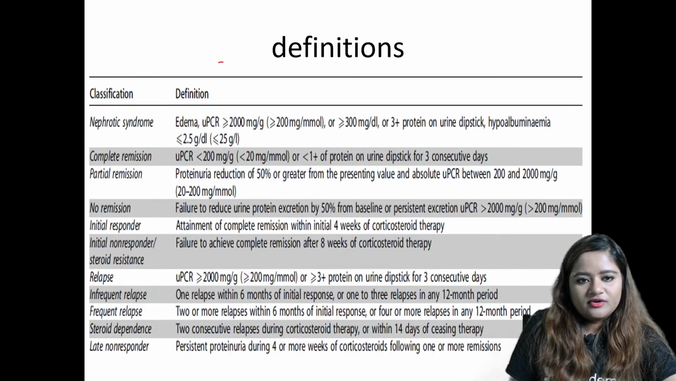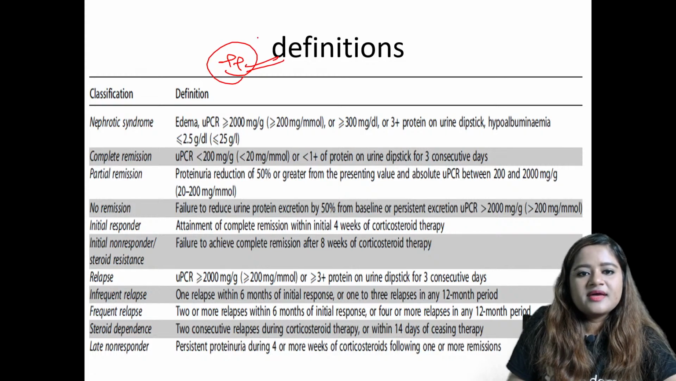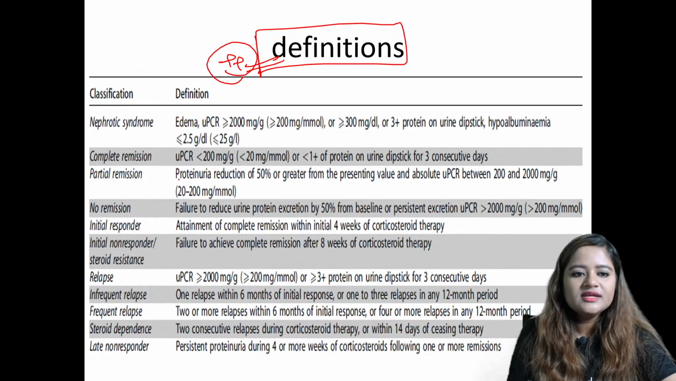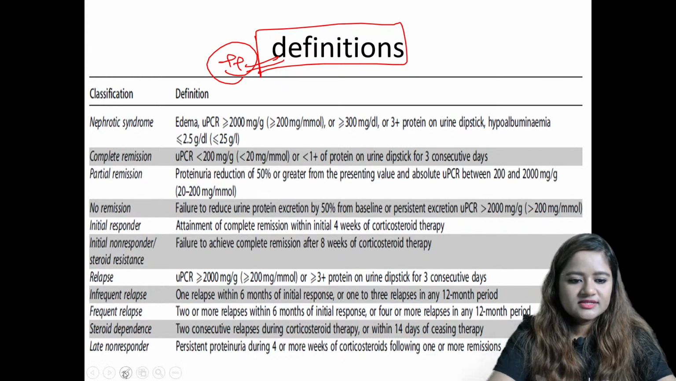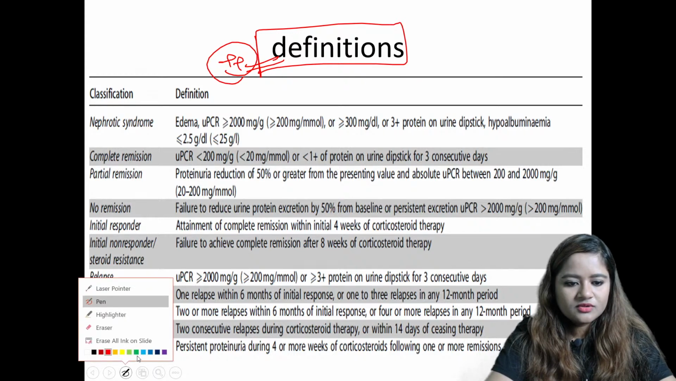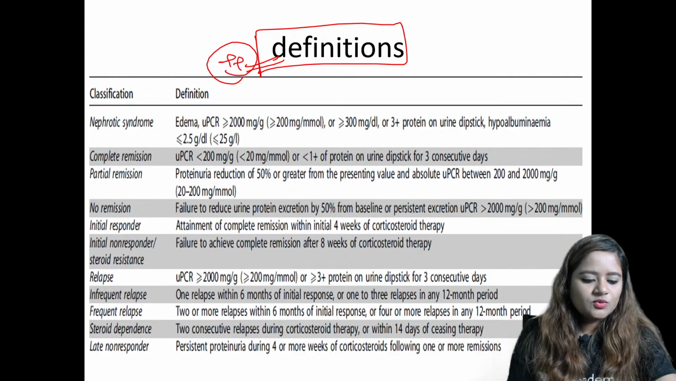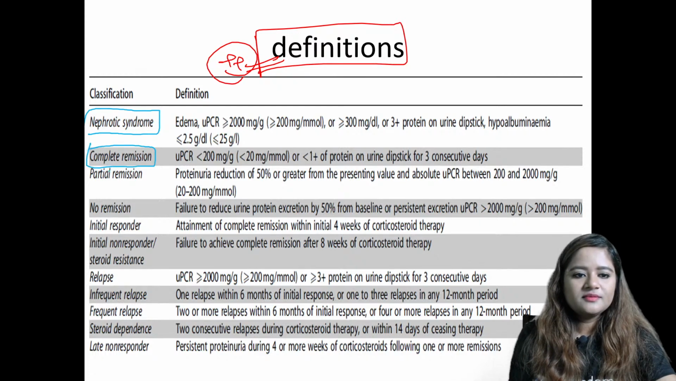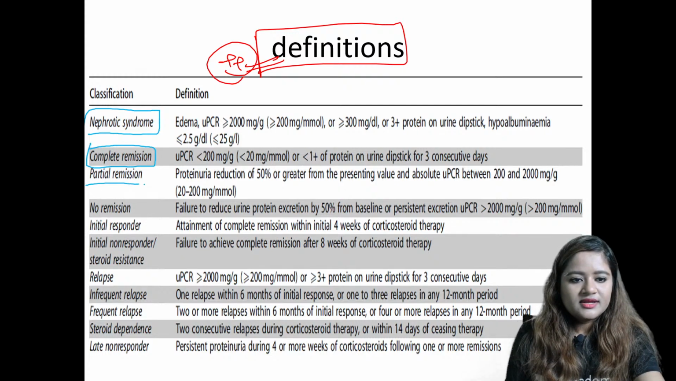Now, another very important topic that can be asked in your exam, has been asked a number of times, is the definitions of nephrotic syndrome. There are various terms which are used in this nephrotic. So you should be clear with all the definitions that have been asked. So what are the important definitions and important things that you should be aware of? First thing is, what is nephrotic? There's a term known as complete remission. That means when do you call that a patient has gone into complete remission or has been treated properly? Then there is something known as partial remission. When do you say that the child has not responded to your treatment and has gone into partial remission? Then you have no remission.